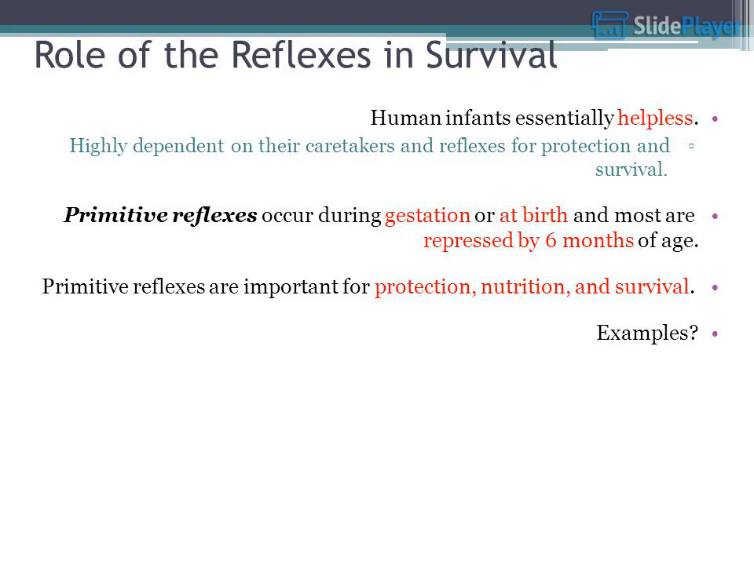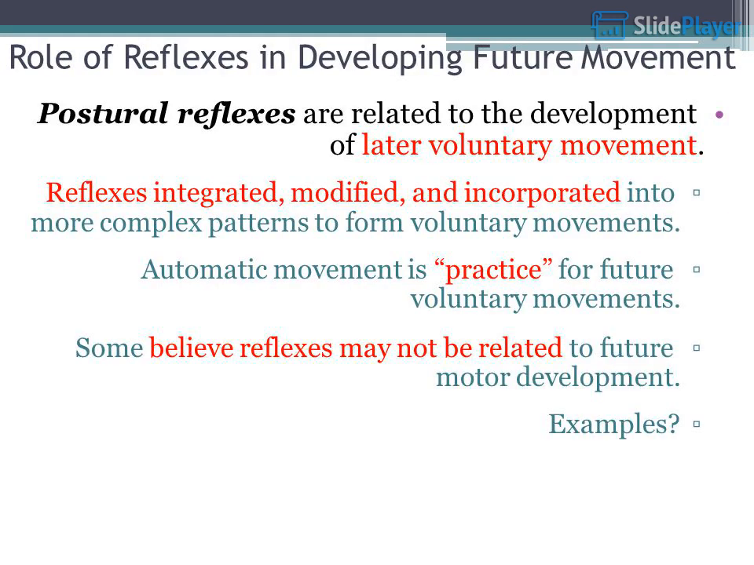Role of the reflexes in survival. Human infants are essentially helpless, highly dependent on their caretakers and reflexes for protection and survival. Primitive reflexes occur during gestation or at birth and most are repressed by 6 months of age. Primitive reflexes are important for protection, nutrition, and survival. Examples?